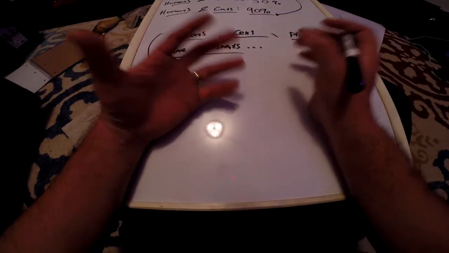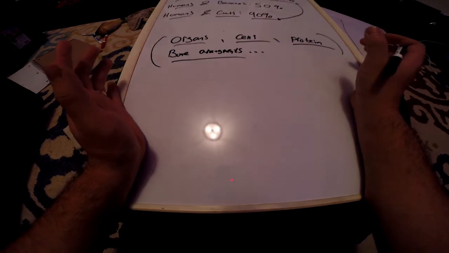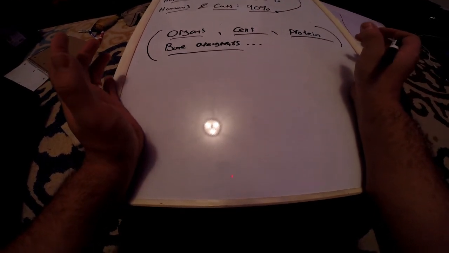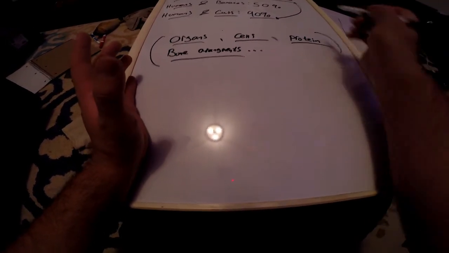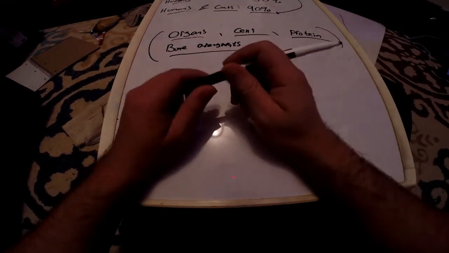So this is how we're going to use evidence to support our claim that we came from a common ancestor. Everyone came from a common ancestor because of the amount of DNA that we share together.